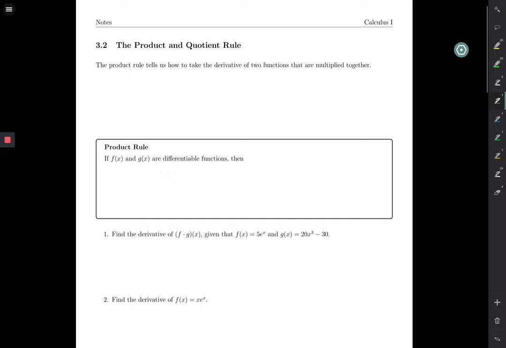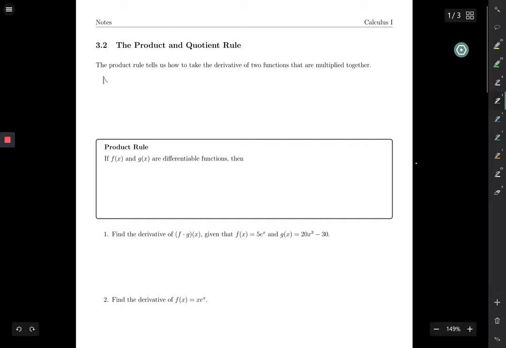Okay, so in this section, we are going to talk about the product rule and the quotient rule, and they are going to be rules for taking the derivatives of products of two functions and quotients of two functions. So the product rule will tell us how to take the derivative of two functions that are multiplied together.